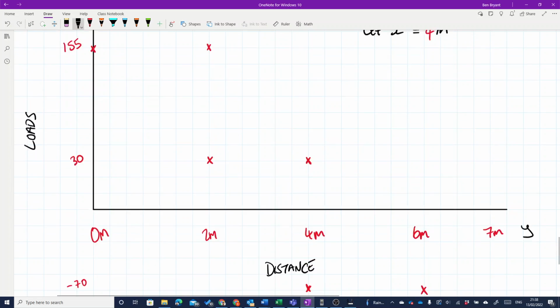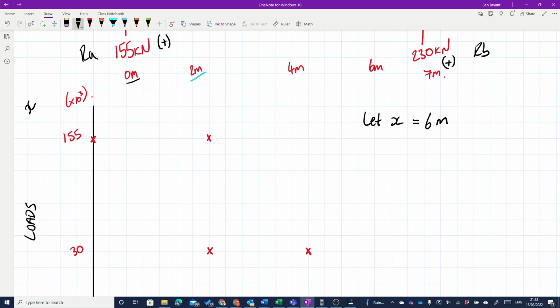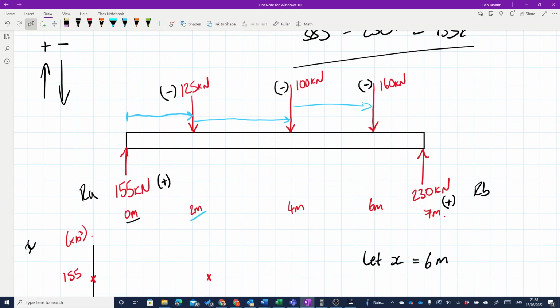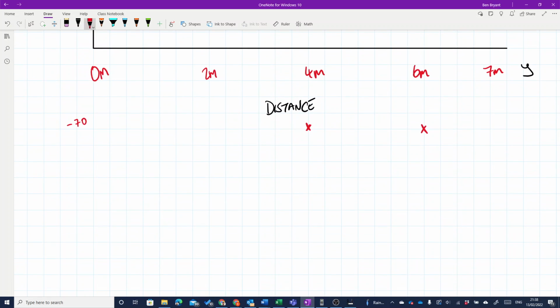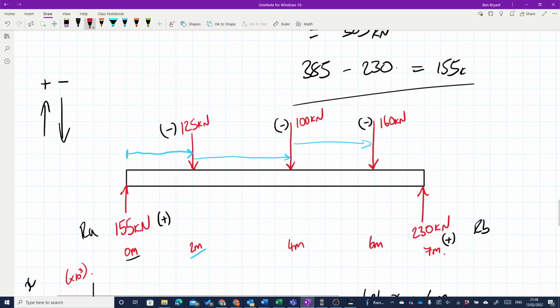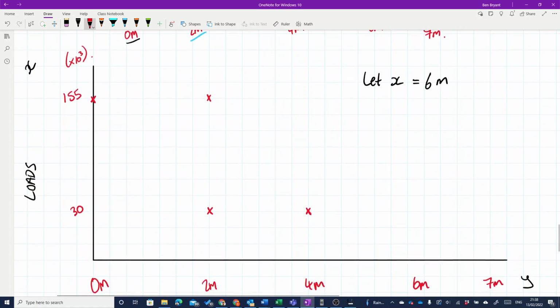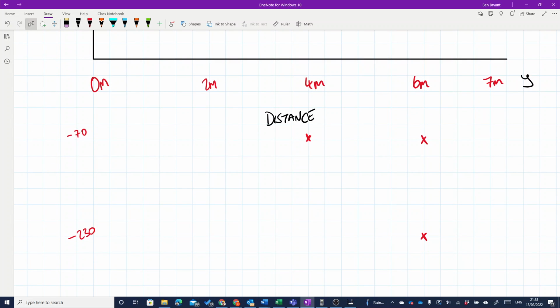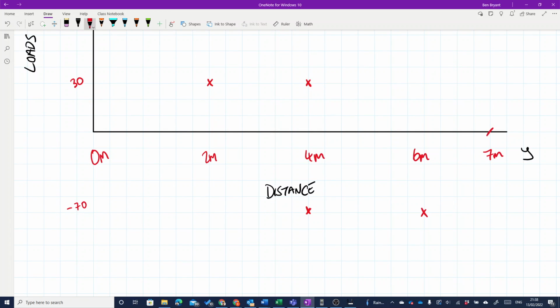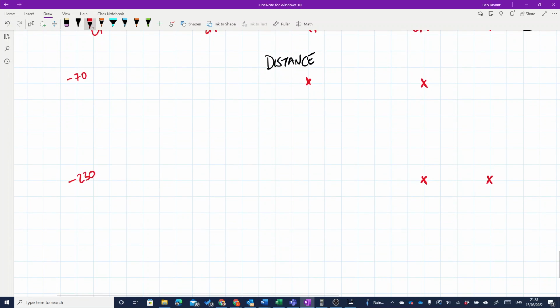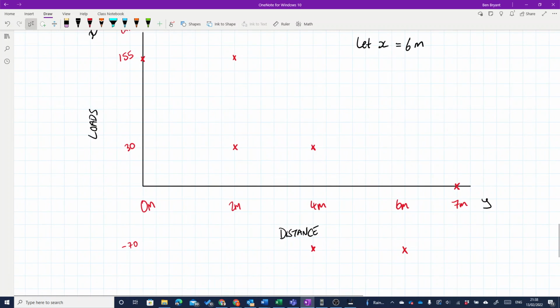At the 6 meter mark, we're going to let x now equal 6. We know we're going down 160 kilonewtons. That's going to take us all the way down to minus 230. Like so. And again, nothing then happens until we hit the end of our beam, where 230 is then a positive. So we're going to let that carry all the way through to 7, and then come all the way back up to 0. So there's my little graph.